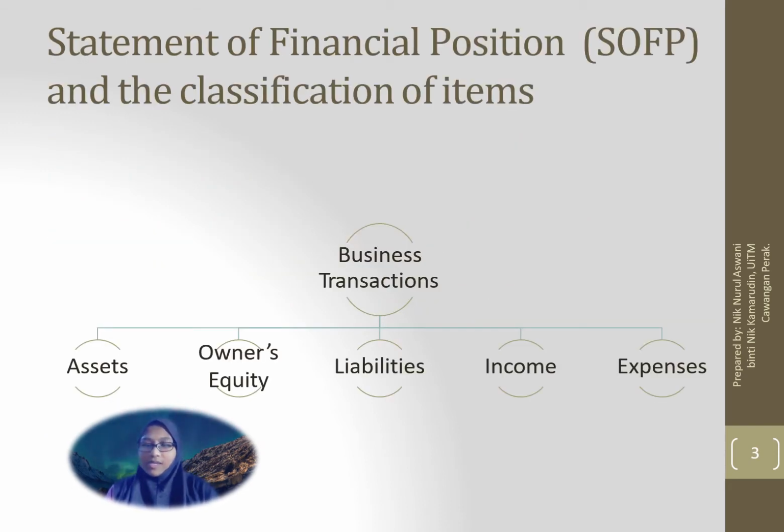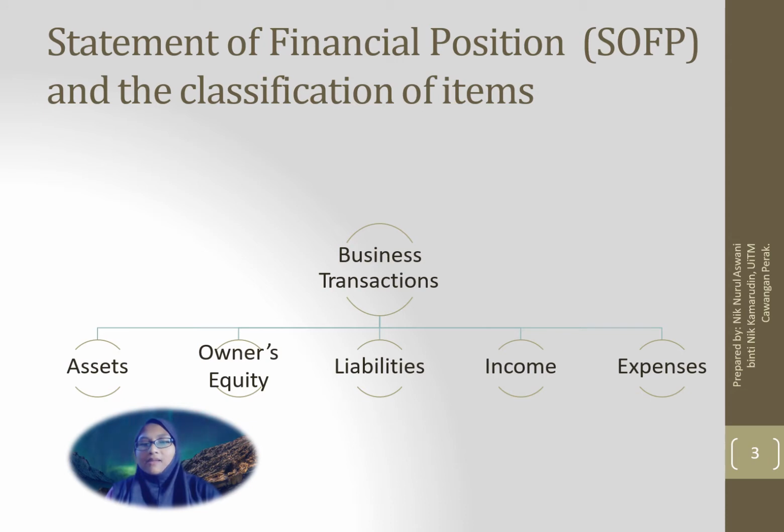Okay, before I proceed with the format of the statement of financial position, basically, the business transactions that you have incurred in the past can be classified into asset, owner's equity, liabilities, income, and expenses. As per the definition of accounting, the first step in the definition of accounting is classifying. So the business transactions are to be classified into asset, owner's equity, liabilities, income, and expenses.